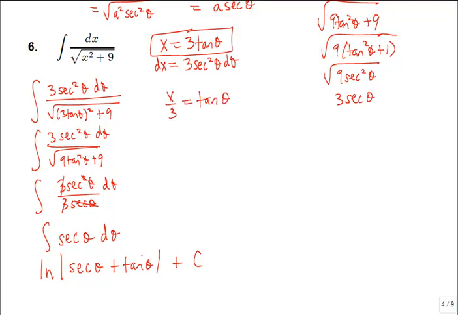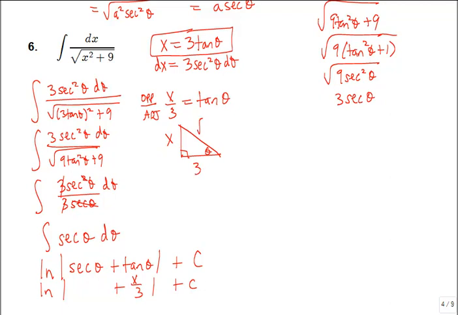So in fact, this tangent theta is going to be x over 3. We already know what that one's going to be. But in order to find secant of theta, you're going to need to draw that triangle again. So here's my right triangle. Theta's down here. Remember that tangent is opposite over adjacent. So my opposite side should be the x, my adjacent side should be the 3.